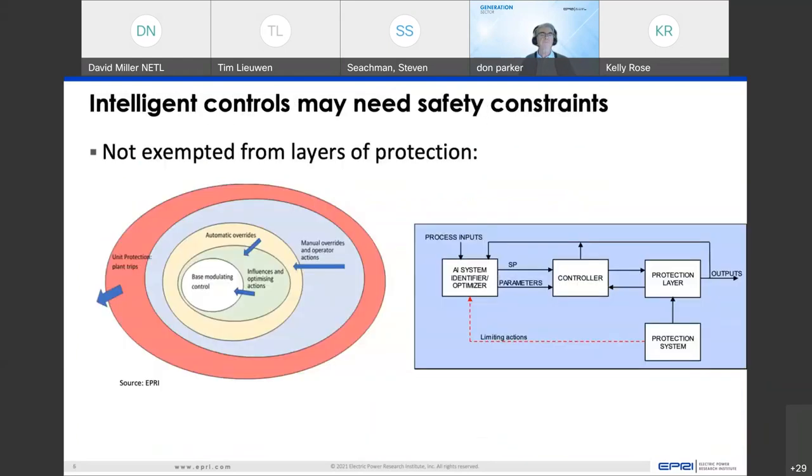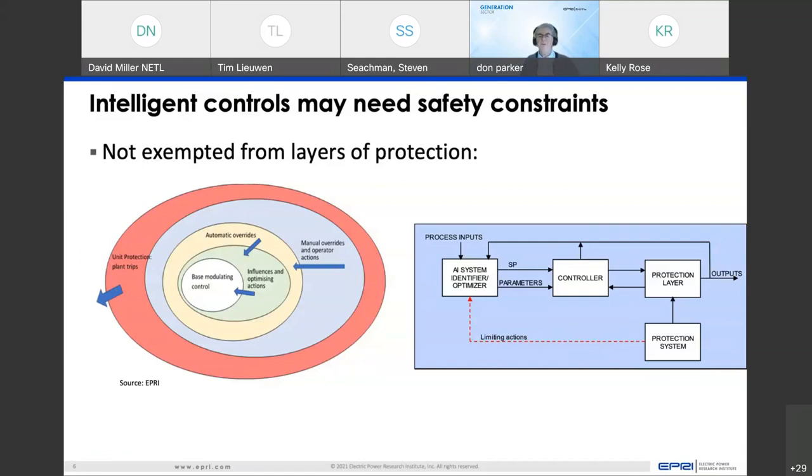So the other thing is that intelligent controls may need safety constraints. And over on the left, we've got what we've called layers of protection. This has come from one of the EPRI documents on building a protection framework, particularly around saturation protection on heat recovery steam generators, steam saturation protection. But it's a framework with layers of protection, where in the middle here we've got base modulating control, and we're considering modulating control to be a first line of protection. And then we've got influences, basically nudging, bumping and limiting, and then automatic overrides, manual overrides, and then the last arrow on the left is taking you out of service, and that's through trips.